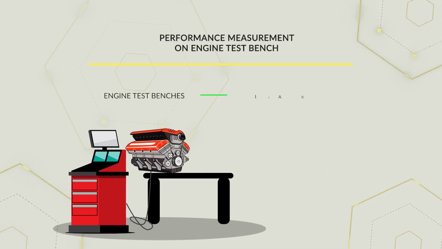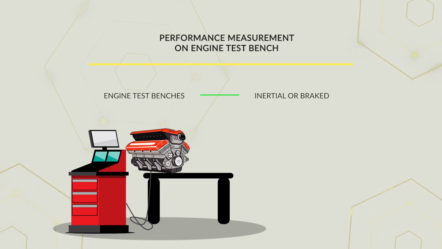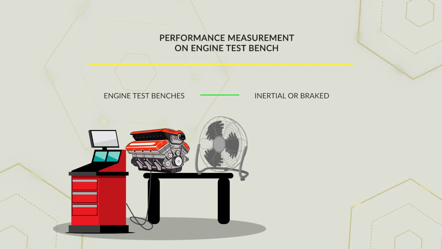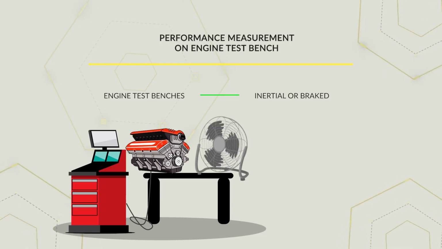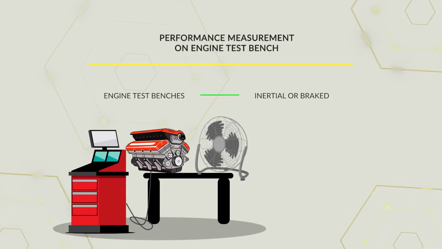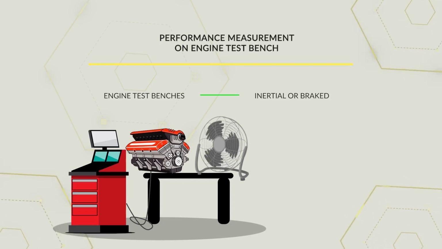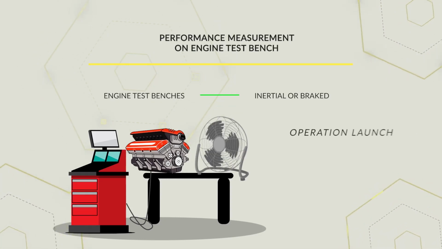The engine test benches can be inertial or braked. In both cases, the motor is placed on an adjustable slide, positioned near a fan that can cool it and keep it at a constant temperature during the test, and then switched on. Then the software that controls the equipment will slow down the engine revolutions to the minimum sustainable by the engine, and then adjust the throttle to 100% in the shortest possible time. This will cause the RPMs to increase to the limit, normally controlled by the ECU. This operation is called a launch.